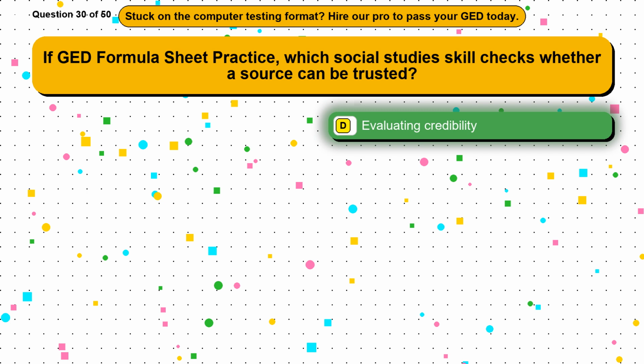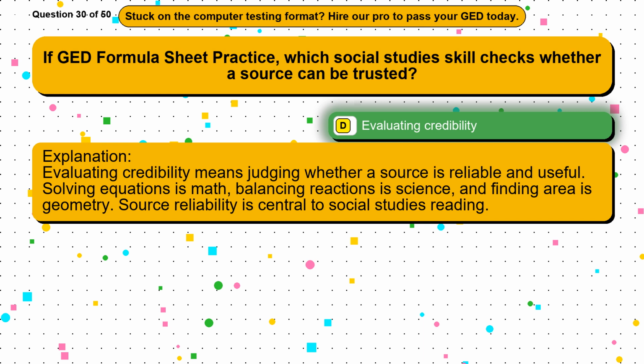The correct answer is option D, evaluating credibility. Evaluating credibility means judging whether a source is reliable and useful. Solving equations is math, balancing reactions is science, and finding area is geometry. Source reliability is central to social studies reading.